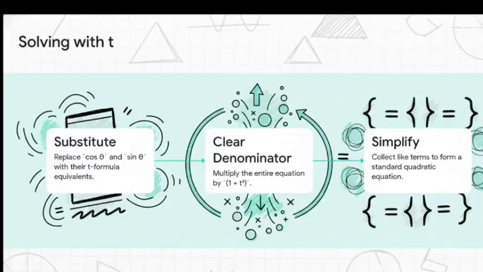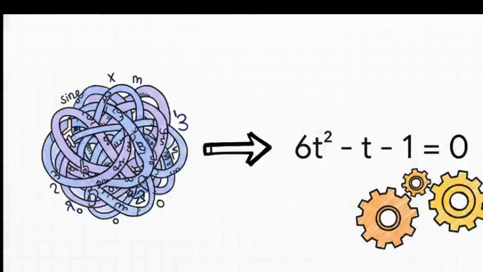The process is really systematic. First, we just swap out cos theta and sine theta with their T formula versions. Okay, it looks a little messy for a second, I'll admit. But then we just multiply everything by that denominator, 1 plus t squared, to get rid of the fractions. And finally, we just clean it up. We collect all the like terms. And just look at what we're left with.